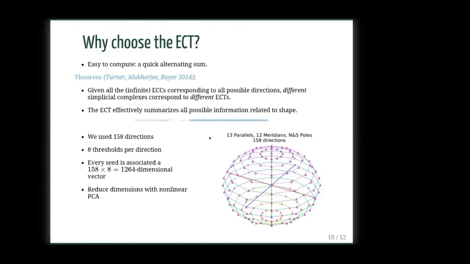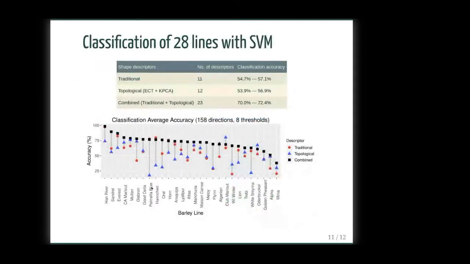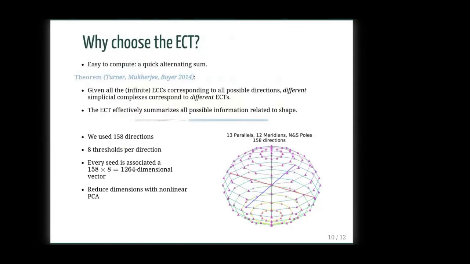But mathematically speaking, we can also prove that the ECT summarizes everything that there is to know about shape if we chop across all directions. Now, all directions are infinite. But as a proof of concept, we decided to go with a very finite number of directions, just 158, as you can see in this figure. We chop the seed 8 times for each of the 158 directions, so we obtain a 1200 dimensional vector, reduce dimensions with kernel PCA, and then we train an SVM.